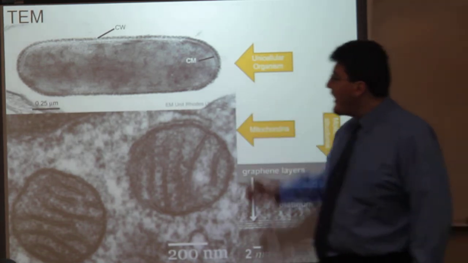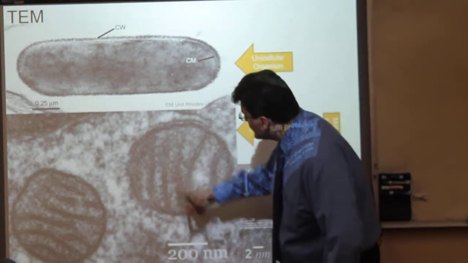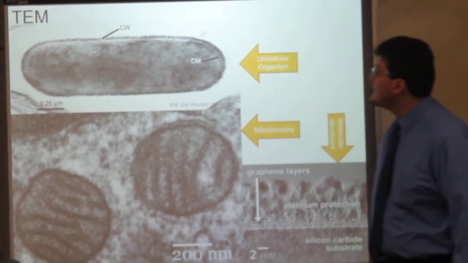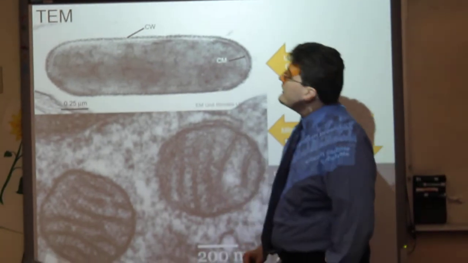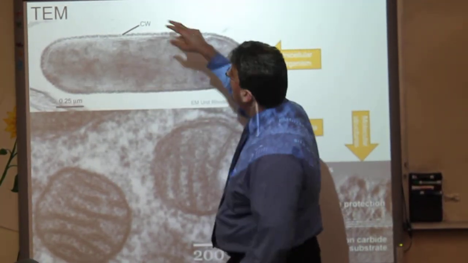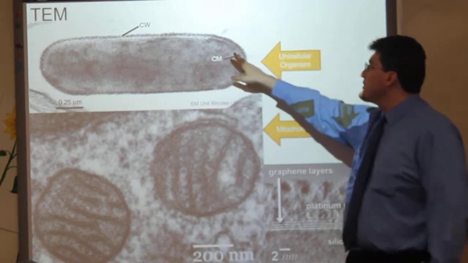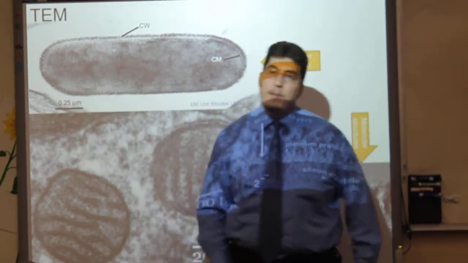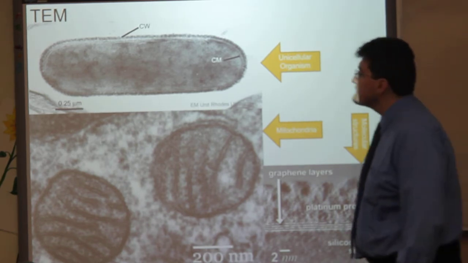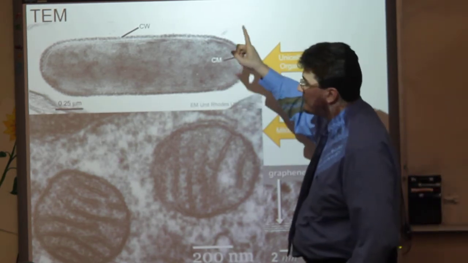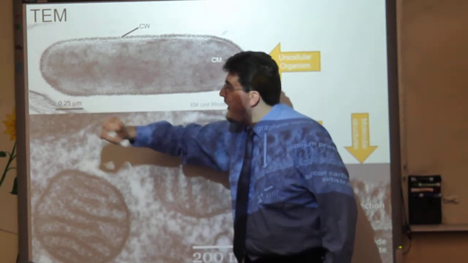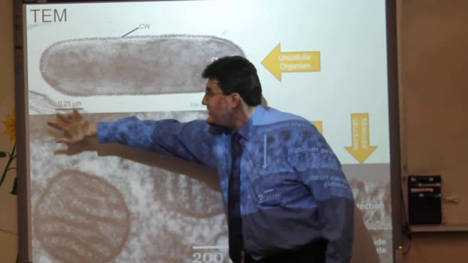Now, mitochondria, you can see the individual folds that are called cristae here, and the double membrane that exists. Here we see a unicellular organism. This is a prokaryotic bacteria with a capsule, or a cell wall, excuse me. And this is the cellular membrane. You can see a cell membrane, which is around 7 to 9 nanometers in width, not diameter. This scale bar right here shows 0.25 micrometers in this distance.